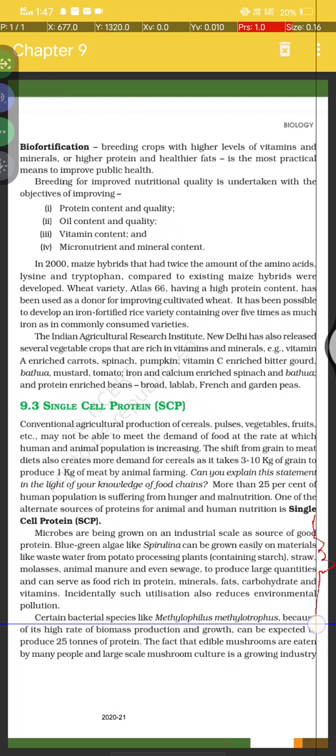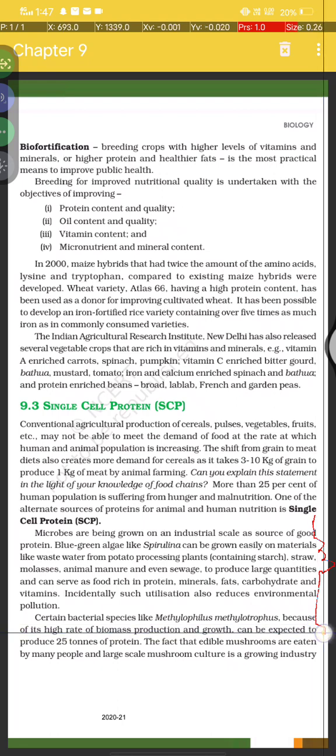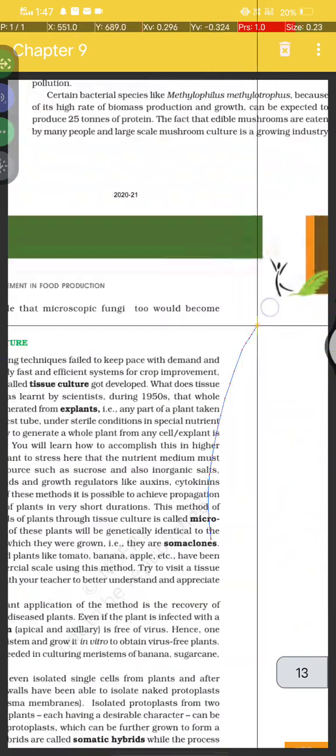Certain bacterial species like Methylophilus methylotrophus, because of their high rate of biomass production and growth, can be expected to produce 25 tons of protein. The fact that edible mushrooms are eaten by many people, and large scale mushroom culture is a growing industry.